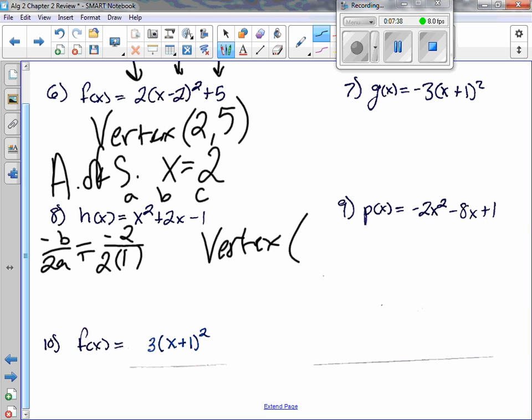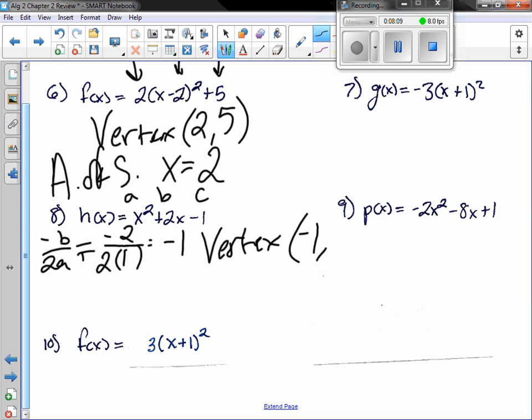1. When we're plugging in for negative b over 2a to find the vertex, we do not plug variables in. When we do this here, b and a will never contain x or x squared. B and a for this here are just numbers. And when we simplify this here, we will get negative 1. So the x value of the vertex is negative 1.